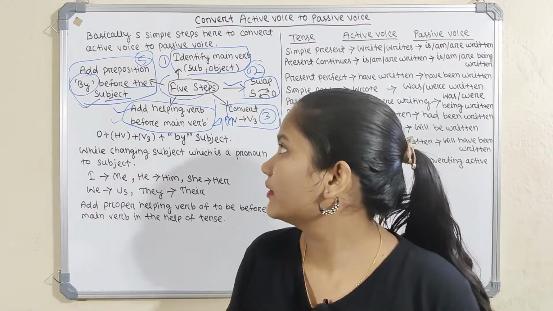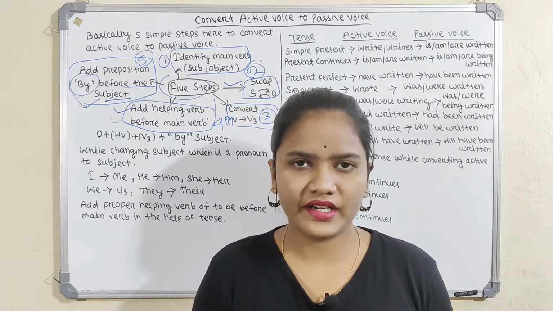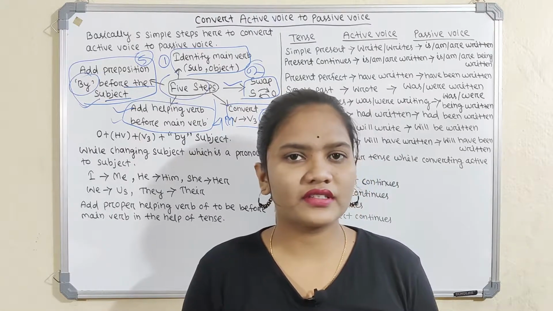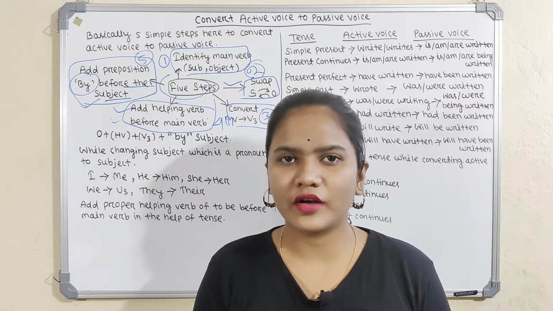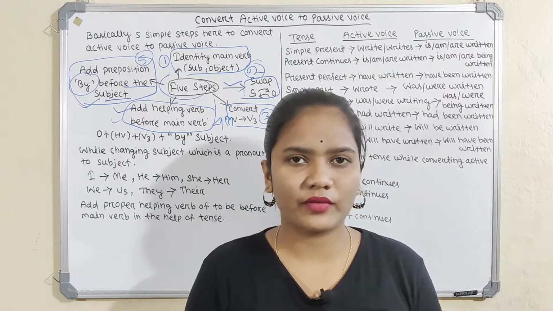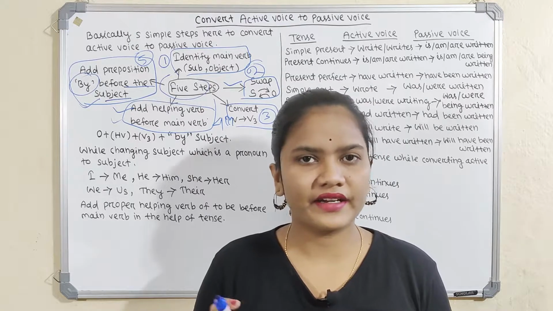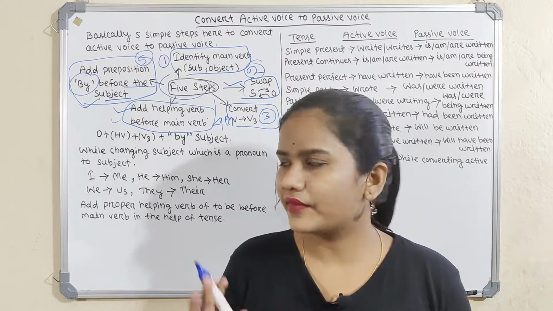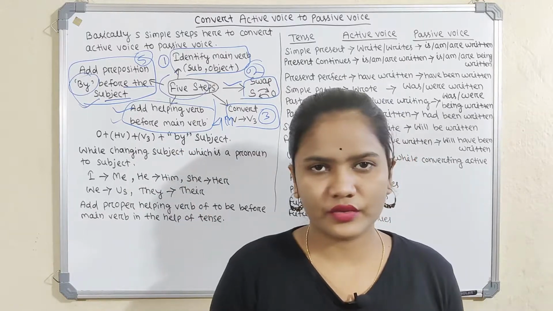Let's revise again. Firstly, the 5 steps. One is identify: we have to identify the subject, object and main verb. The second step is swap: we arrange the subject in the place of the object and the object in the place of the subject. Third is convert the main verb to V3 format, the past participle form, first, second and third. For example, do, did, done. Done is the third form. So if the main verb is do, it will be converted into done.